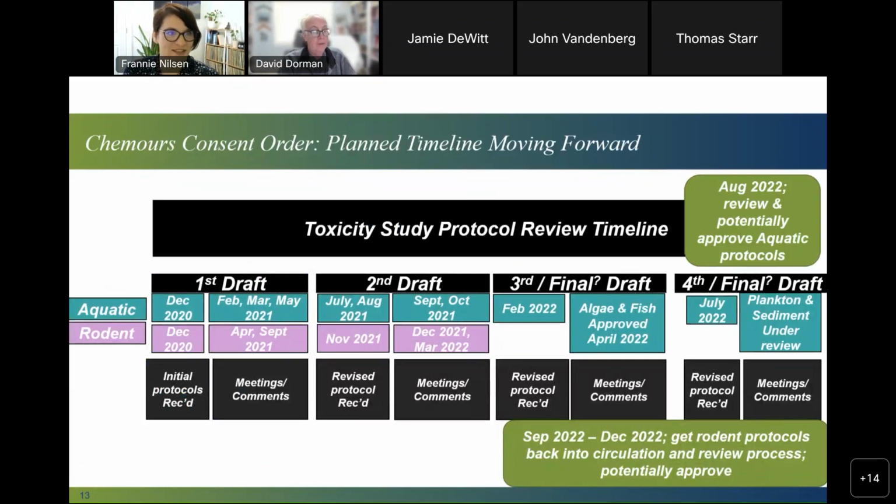Okay, Franny. So these are drinking water studies? No. These are toxicity studies, and they're orally administered studies, but they're not based on drinking water. So they're oral gavage? Yes.